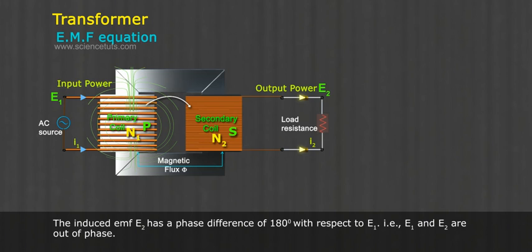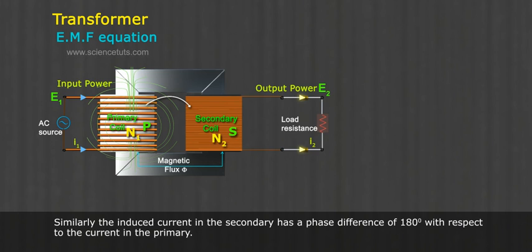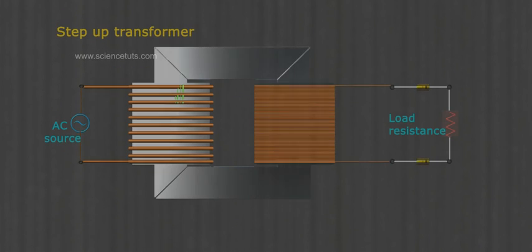The induced EMF E2 has a phase difference of 180 degrees with respect to E1, that is, E1 and E2 are out of phase. Similarly, the induced current in the secondary has a phase difference of 180 degrees with respect to the current in the primary.